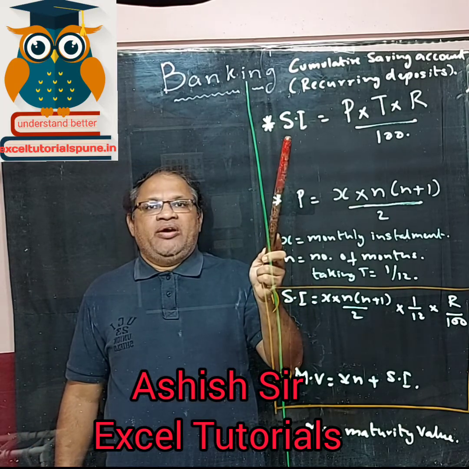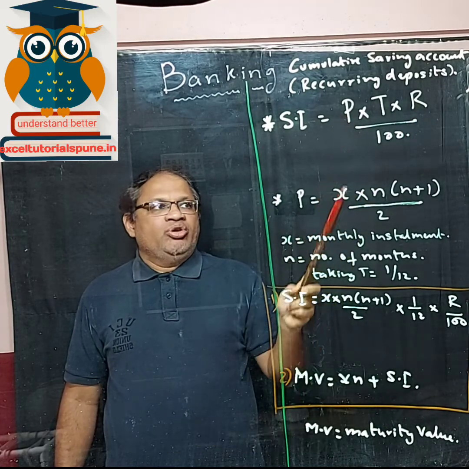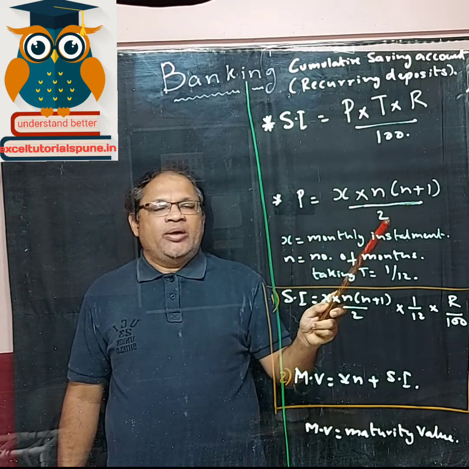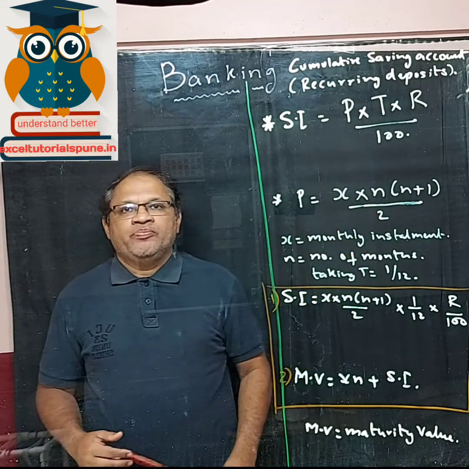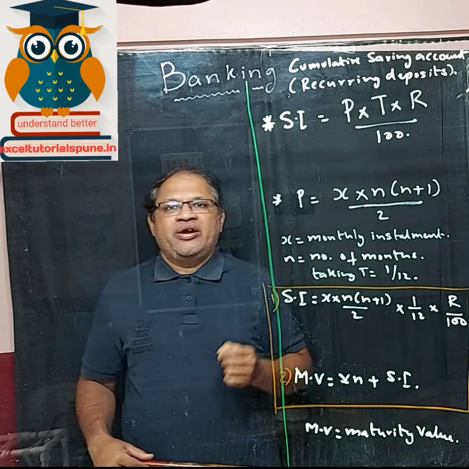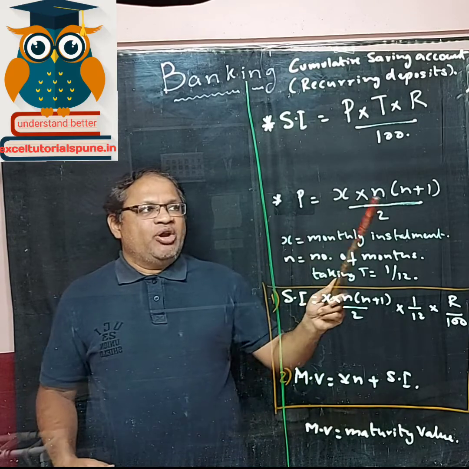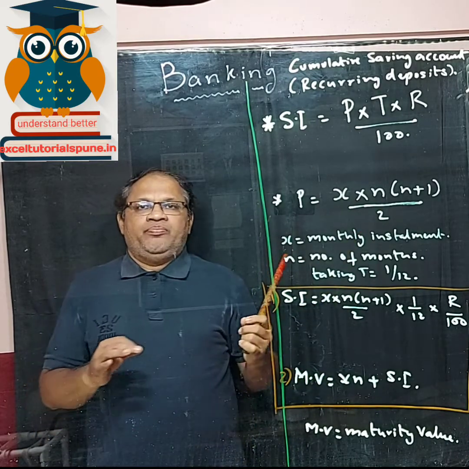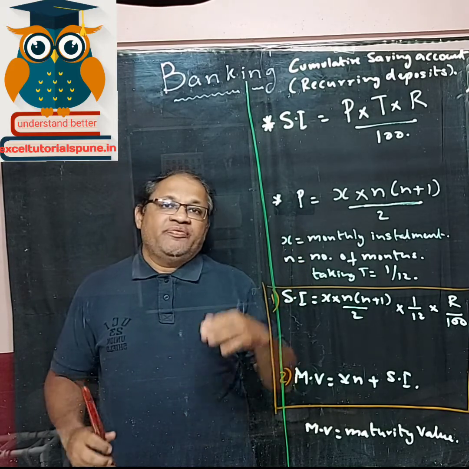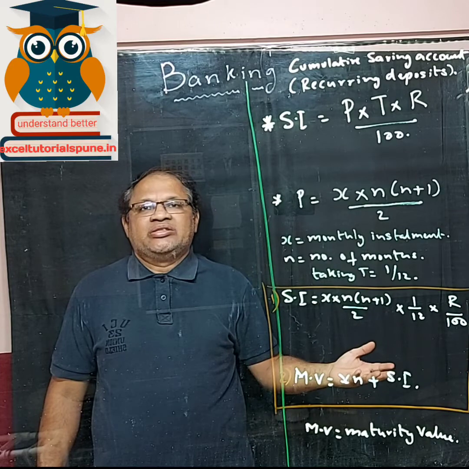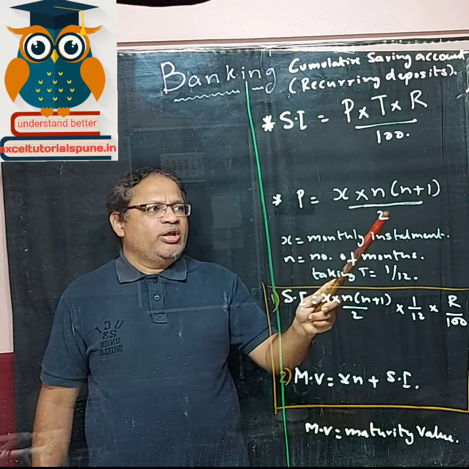Now the formula you know is SI is equal to PTR upon 100. Now for principal, you have to take x into n plus 1 upon 2. Okay, instead of P you have to take x into n plus 1 upon 2. Now what is x? X is the monthly installment that you are going to put in the bank every month. Okay, and n is the number of months. Always the n that is to be taken is in months. So if it's given 2 years, you have to convert it into months. Yes, it is 24 months. So n plus 1 upon 2.